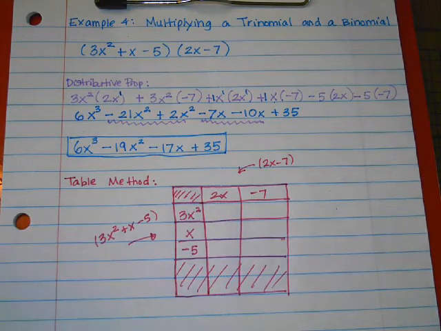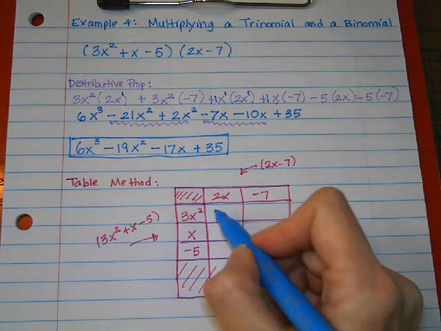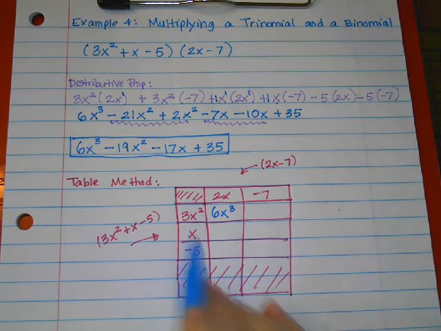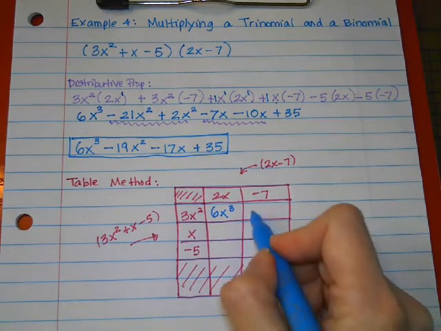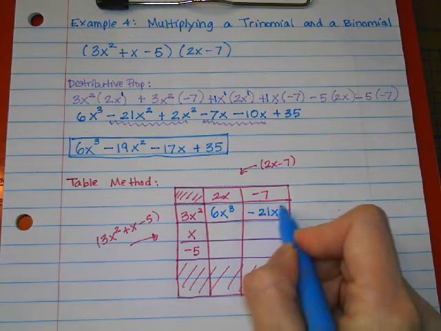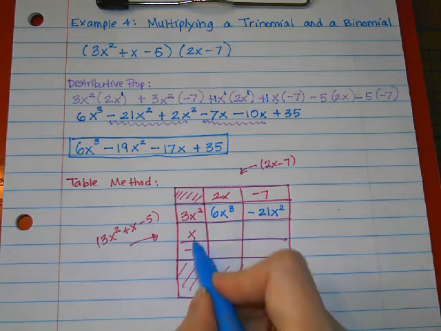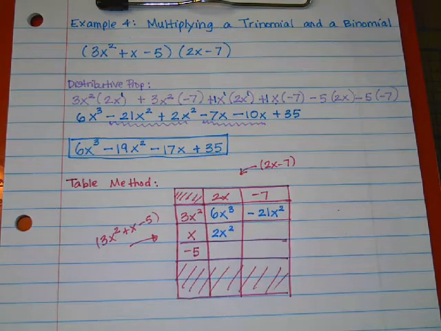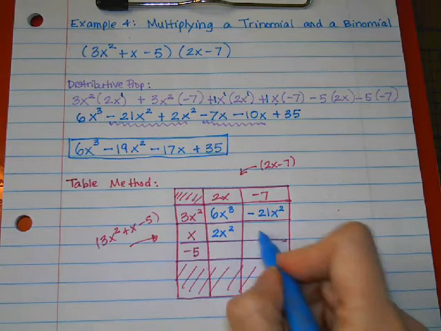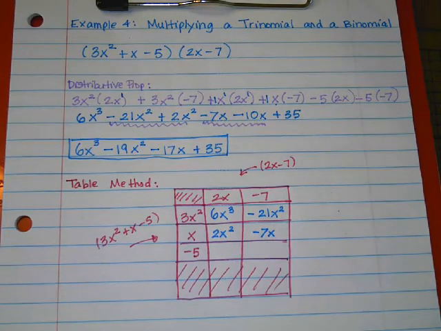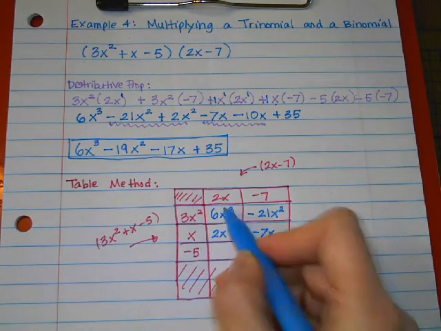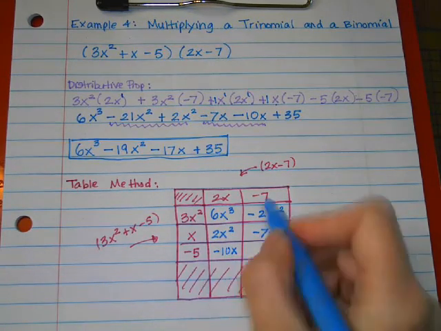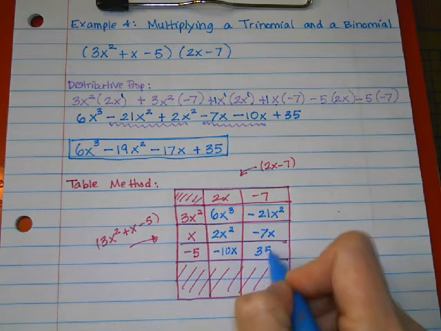We're going to multiply 3x squared times 2x, giving us 6x cubed. We'll multiply 3x squared times negative 7, giving us negative 21x squared. We'll multiply x times 2x, giving us 2x squared. And we'll do x times negative 7, giving us negative 7x. We'll do negative 5 times 2x, making negative 10x. And then we'll do negative 5 times negative 7, giving us a positive 35.